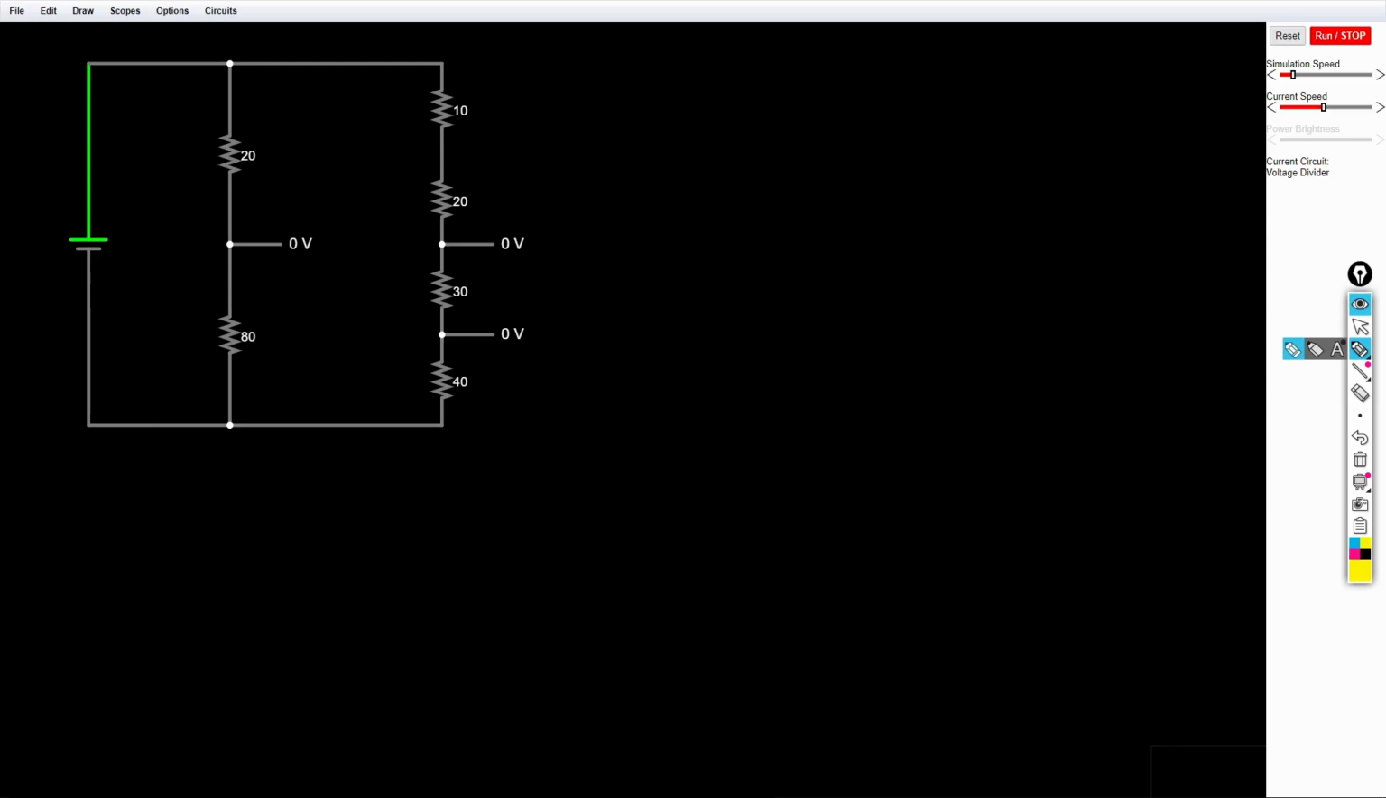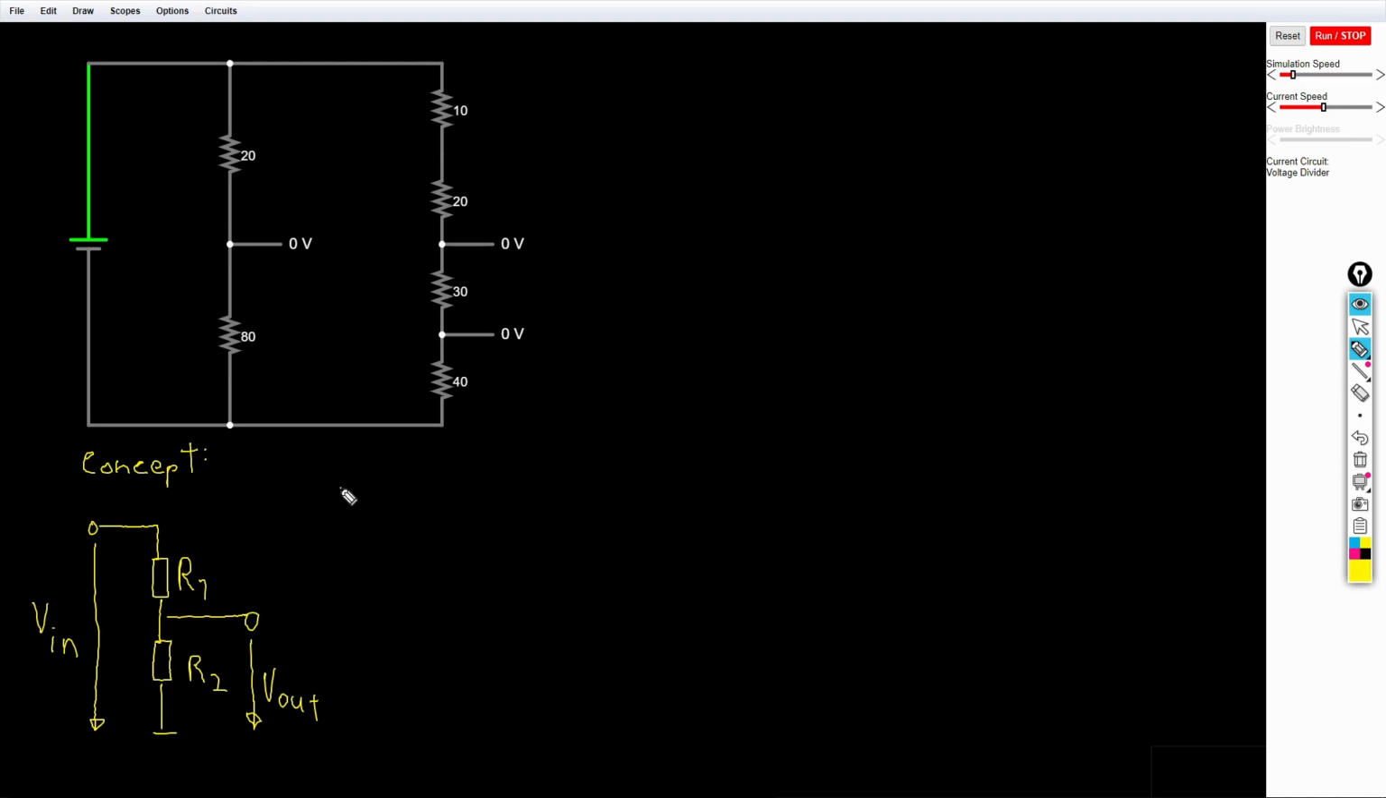In today's video, I will explain the concept of the voltage divider and apply it to a simple circuit. Let us start with the concept. The voltage divider, as the name suggests, divides a given input voltage by a factor related to the resistance of the circuit to obtain the output voltage.